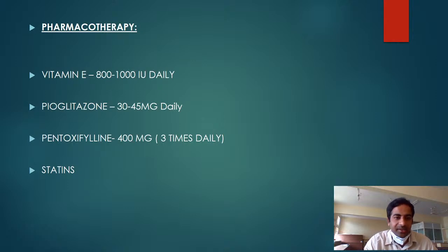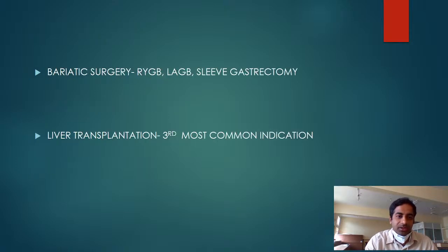Pharmacotherapy: vitamin E can be given 800 to 1000 international units daily. Pioglitazone can be given 30 to 45 milligrams daily. Pentoxifylline, if the patient has steatohepatitis, NASH, then you can go for pentoxifylline 400 mg thrice daily for 2 to 3 weeks. Statins, if the patient has metabolic syndrome with dyslipidemia, statins are to be preferred. Bariatric surgery, you have many types of bariatric surgery. You can go for sleeve gastrectomy, and liver transplantation, which is very important.